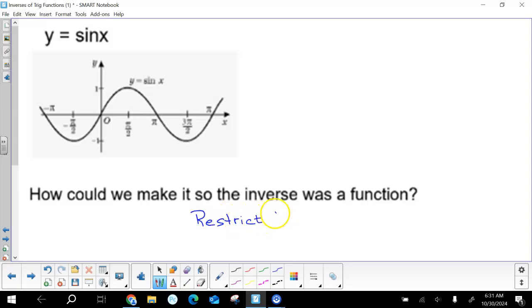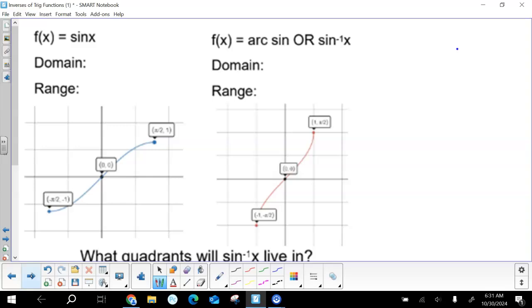Now, I'm going to take a piece of this graph right here, and I'm going to start from here to here, from negative pi halves to positive pi halves. So this little piece of that graph is a function, and if I flip the x and y, its inverse will also be a function. Here it is graphically. Here is the original.